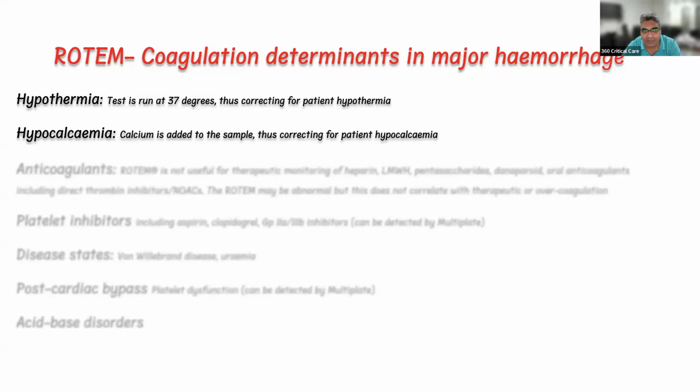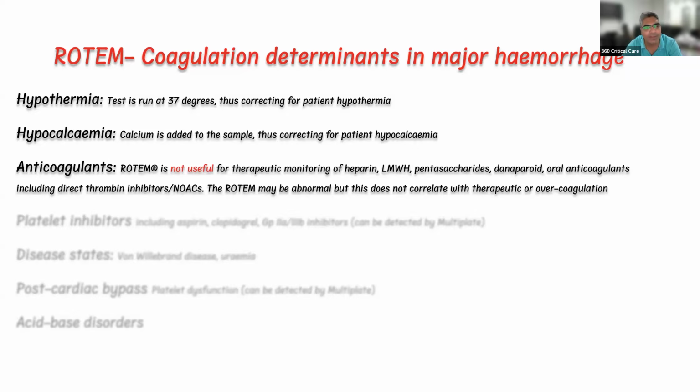In this test, calcium is added to the sample, thus correcting for platelets for patients with hypocalcemia. So you cannot evaluate a patient with hypocalcemia to determine whether the bleeding disorder is because of hypocalcemia. That's the problem of ROTEM, because calcium is added into the blood and it is corrected. So you will not be able to know whether hypocalcemia is one of the causes for bleeding for that patient.